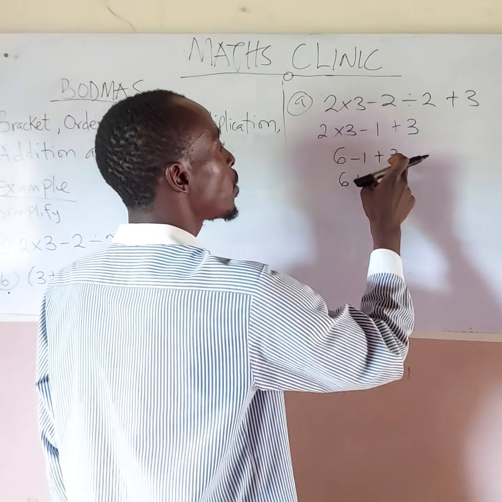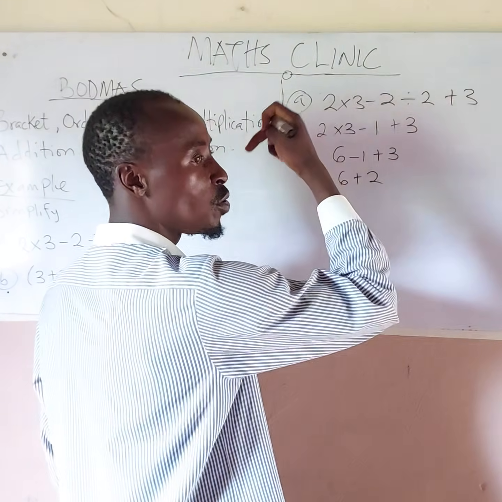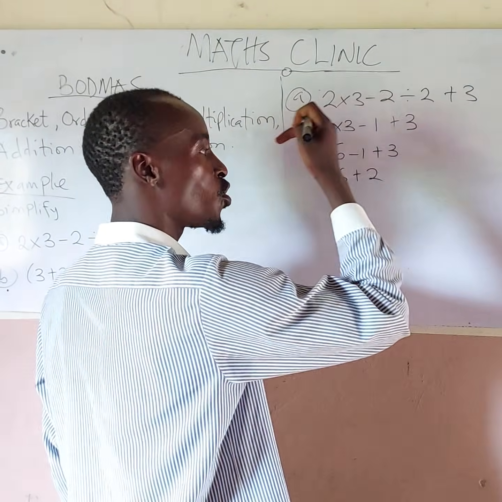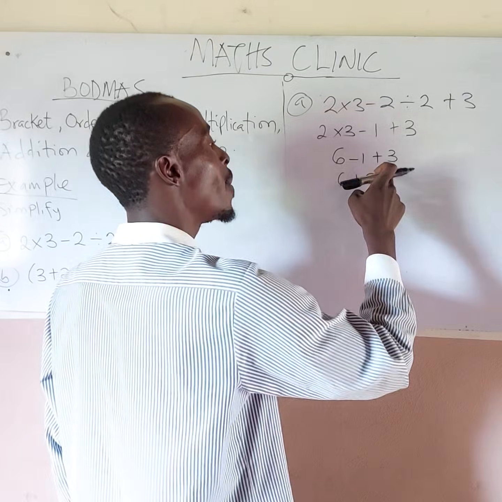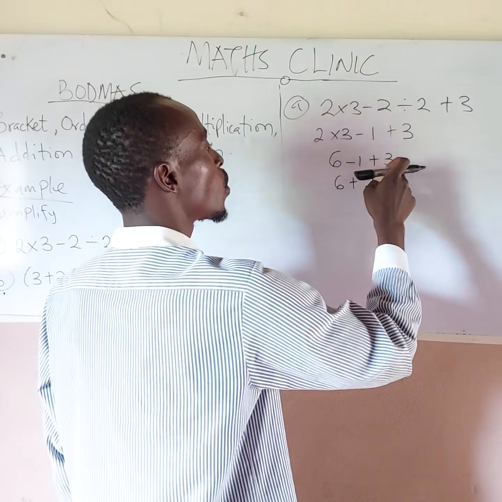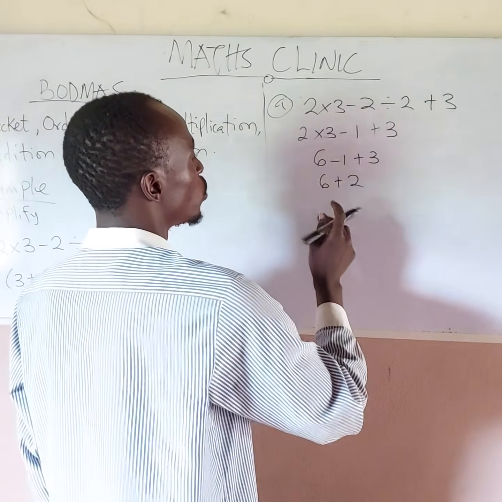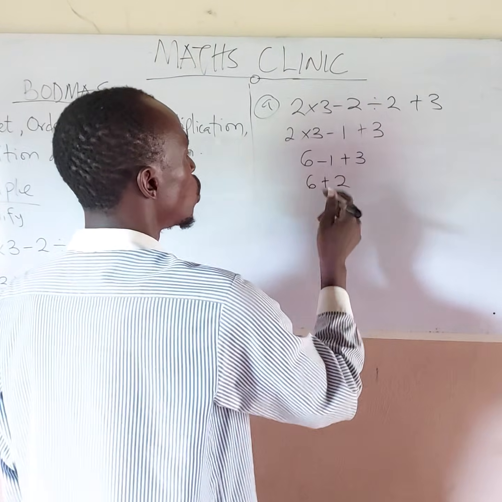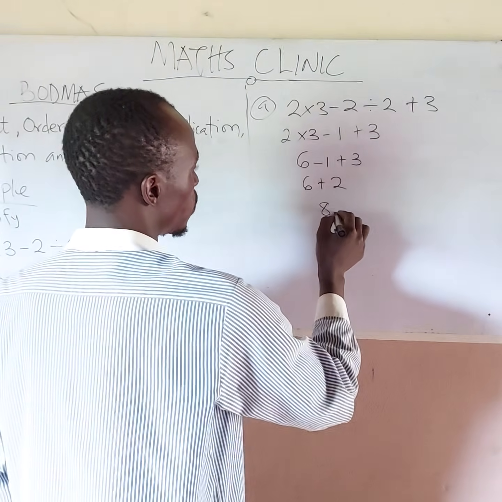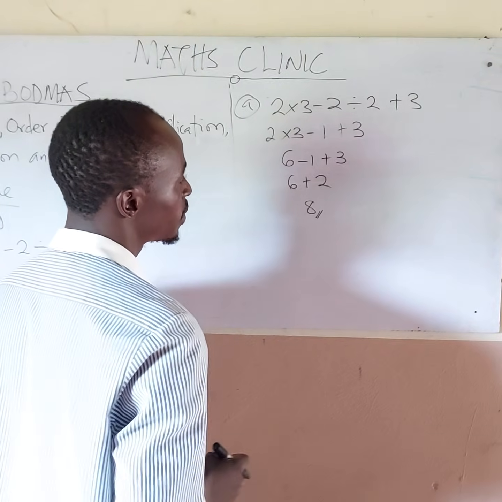So minus 1 plus 3, you can make reference to the class on number line. Then you find out how we got minus 1 plus 3 to become 2. So minus 1 plus 3 is what? Is 2. So then you now have 6 plus 2 will give you 8. So our final answer is 8.